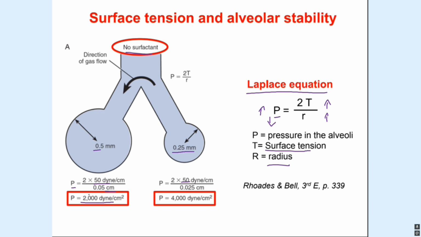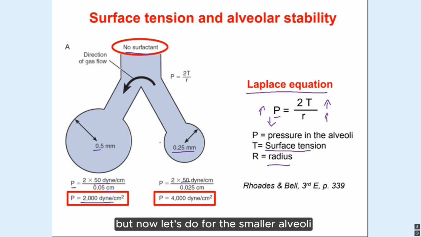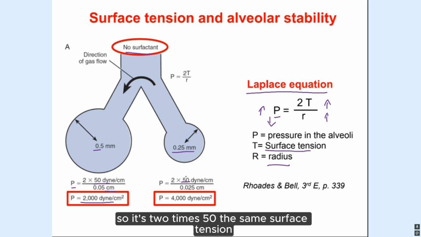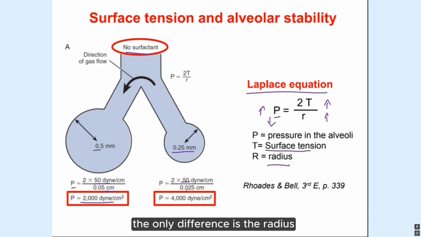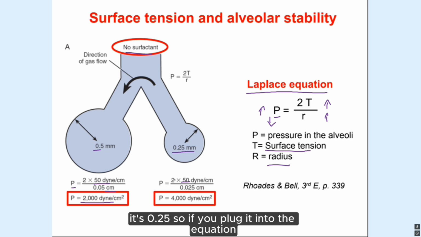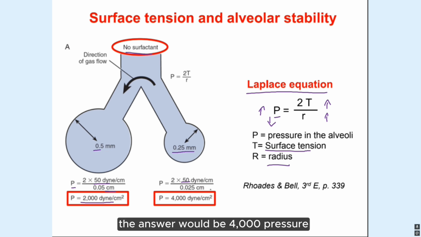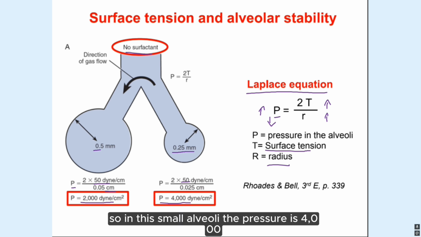That's the pressure. But now let's do it for the smaller alveolus. So it's 2 times 50, the same surface tension. The only difference is the radius. So instead of 0.5 millimeters, it's 0.25. If you plug it into the equation, the answer would be 4000 pressure. Now we know that pressure goes from areas of high to low. So in this small alveolus, the pressure is 4000, and the air would leave this area of high pressure and enter the area of lower pressure.